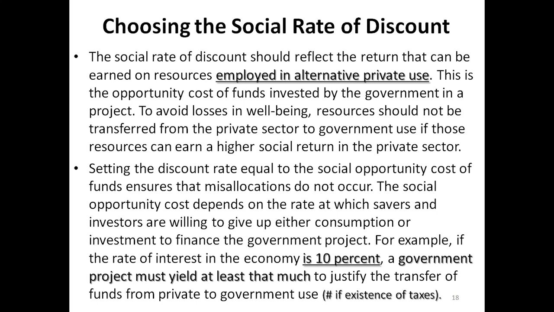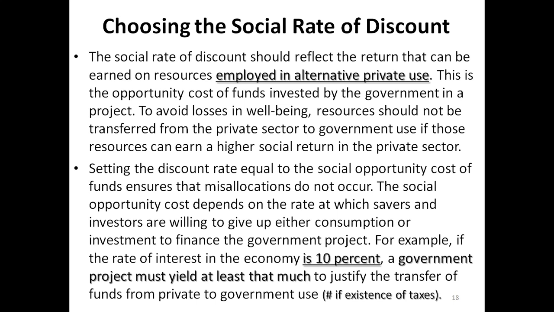To avoid losses in well-being, resources should not be transferred from the private sector to government use if those resources can earn a high social return in the private sector. Setting the discount rate equal to the social opportunity cost of the funds ensures that misallocation does not occur.